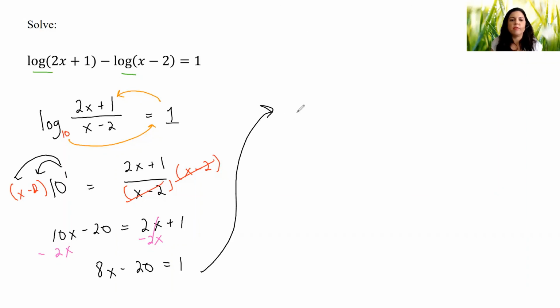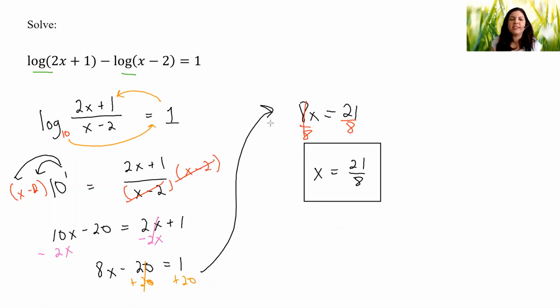Let me kind of move over here. Now I will add 20 to both sides. And I get 8x equals 21. My handwriting got real bad here, sorry. Divide both sides by 8, and we get x equals 21 over 8. Now, it's important for me to check my answers. I'm just really checking to make sure that I don't get a negative when I plug it back in.